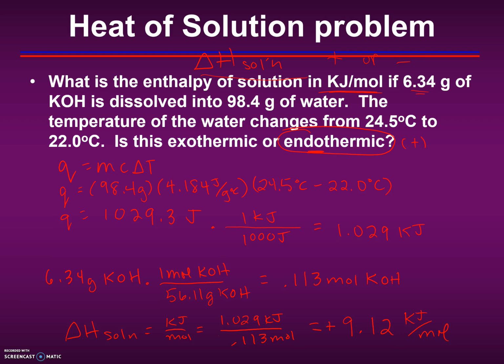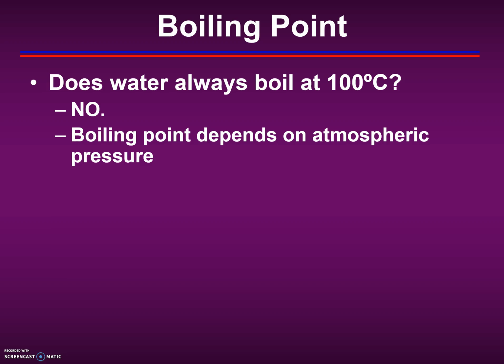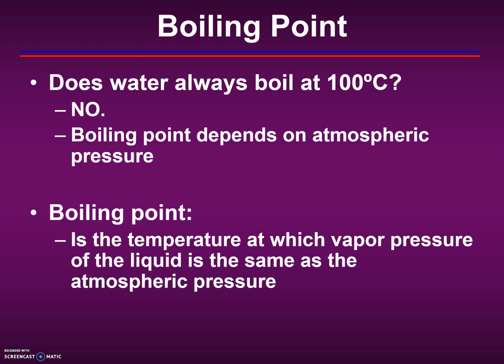There's one last little thing that I want to show you, and that is boiling point. Does water always boil at 100 degrees Celsius? And I will do a demo sometime before our test regarding this. No. Boiling point depends on the atmospheric pressure. Boiling point is the temperature at which the vapor pressure of the liquid is the same as the atmospheric pressure. And so that's why up on a mountain, the boiling point of substances is lower, because the atmospheric pressure is lower higher up on a mountain.